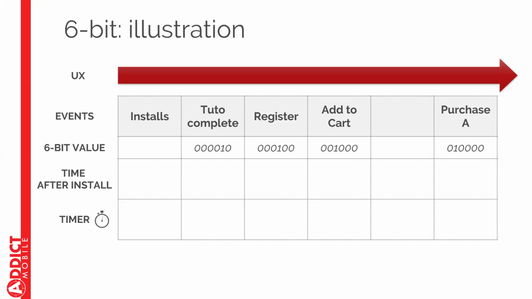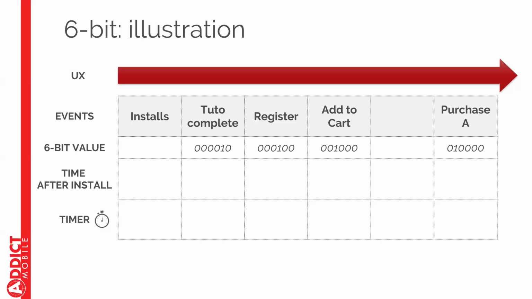Let's illustrate what I mentioned so that it gets clearer. I took, let's say, the user experience from install to tutorial completion, registration, add to cart, and a purchase. In my setup, I've integrated different 6-bit values to every event. You can see that they are incremental in the way that, as I mentioned, only the highest one can update the timer, and that will be sent to the network. So it's the one we'll receive in the end to manage our campaign.